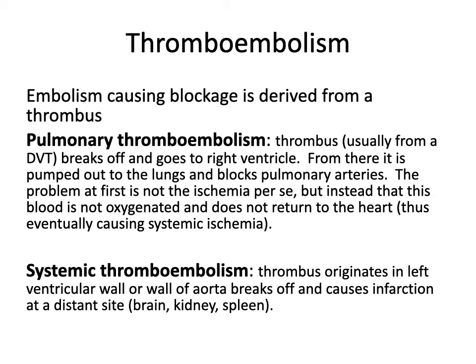Now, as mentioned, a thrombus can dislodge to form blockage, and if it arises from a deep vein thrombosis, it usually blocks the pulmonary circulation. It goes to the right ventricle, and it blocks the vasculature leading to the lungs.